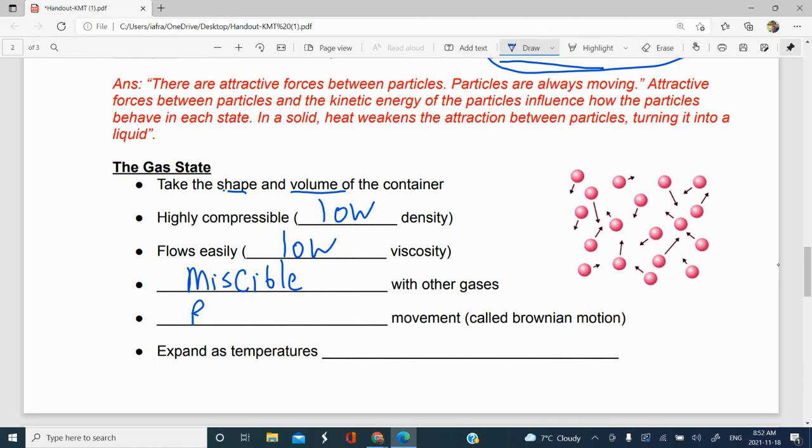And we also saw that they experience this random motion, where you have the vibrating in one spot, the rotational, and then the translational kind of all together. And there's a special name for the motion of gases called Brownian motion. It's kind of different than you would expect. And there's a video you can watch on that. And they also expand as temperatures increase. So when you increase the temperature of gases, they will expand and take up more space.